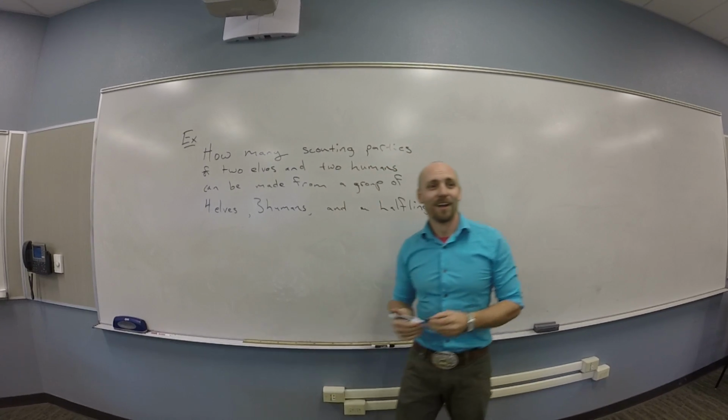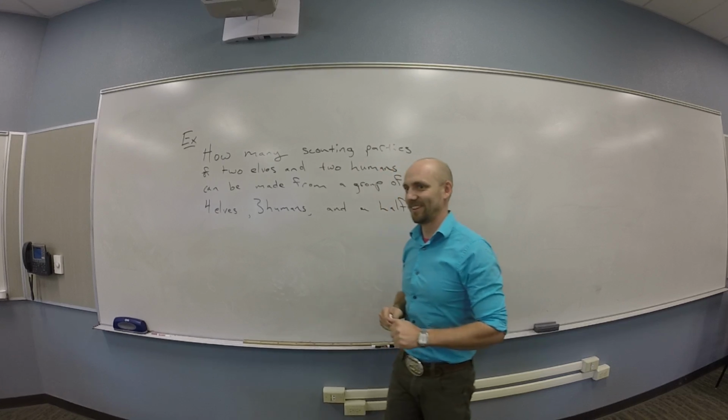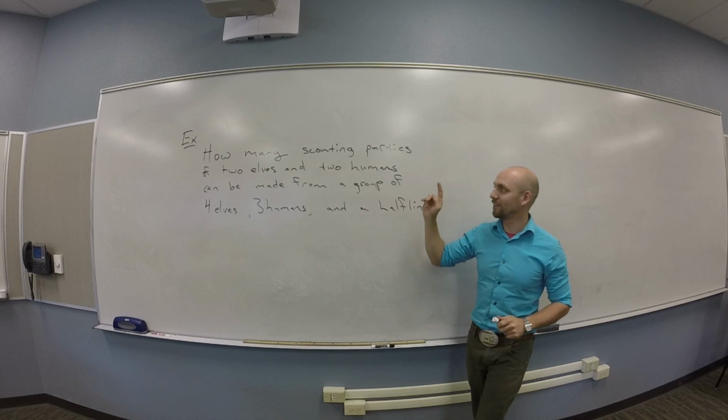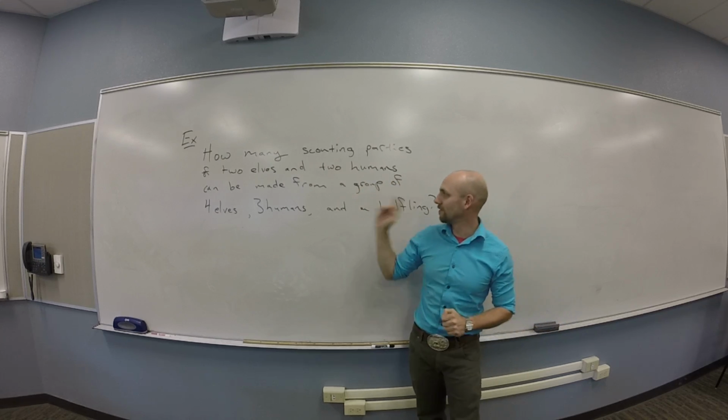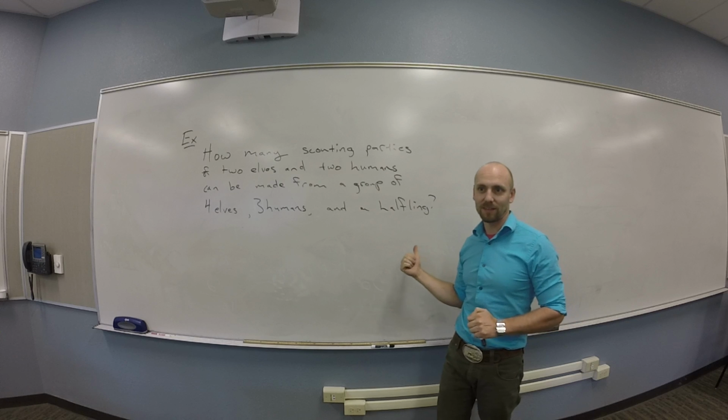Okay, so a halfling is a hobbit. Kinda. Close enough. Alright, so how many scouting parties of 2 elves and 2 humans can be made from a group of 4 elves, 3 humans, and a halfling?